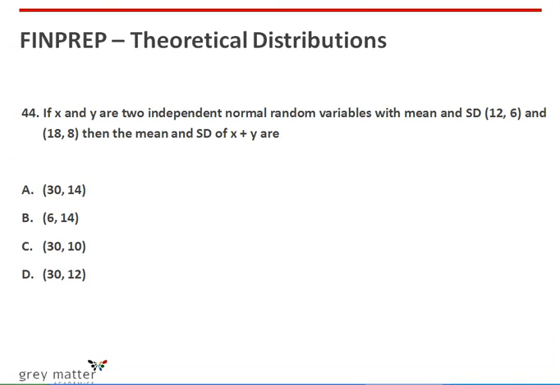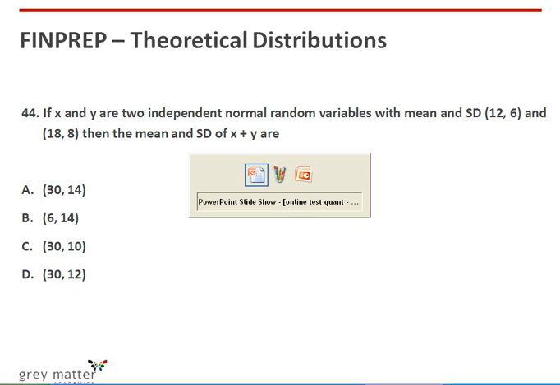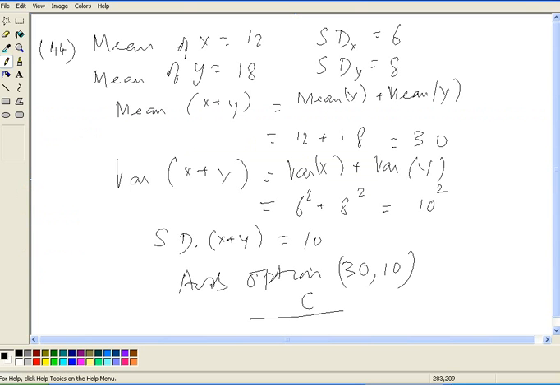44th problem: if X and Y are two independent normal random variables with mean and standard deviation 12, 6 and 18, 8, then the mean and standard deviation of X plus Y need to be computed. Mean of X plus Y equals mean of X plus mean of Y, which works out to be 30. Variance of X plus Y is nothing but variance of X plus variance of Y, which is 6 squared plus 8 squared, which is equal to 10 squared. So the standard deviation of X plus Y is 10.